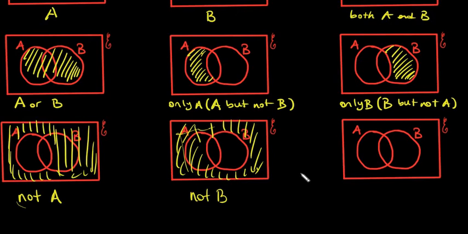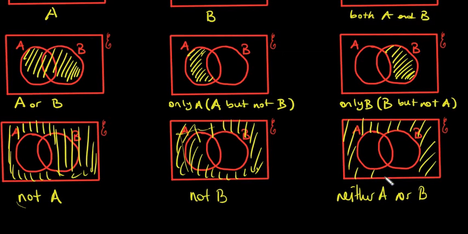And finally, we have neither A nor B. So it is everything outside A or B. This shaded part is everything outside A or B, which is also called neither A nor B. Alright then, let's see a few examples.